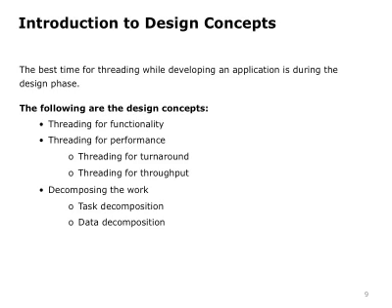If you want to design a multi-threaded program or any parallel program, you have to be very careful. You want to start thinking of and resolving the hard questions at the design phase. The following are the design concepts. We can use threading for functionality. We can use threading for performance. Within performance, we may choose to improve either turnaround time, or the execution time of a single task, or we can choose to improve the throughput.